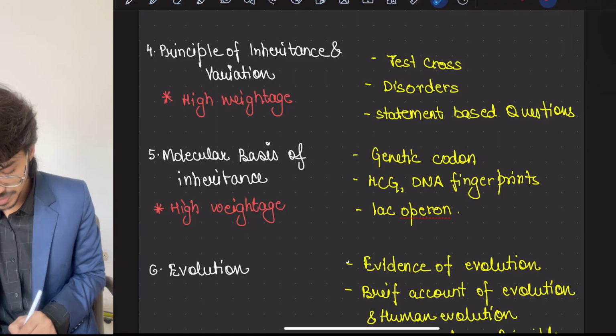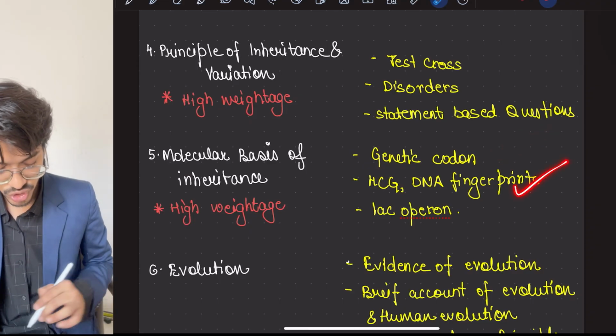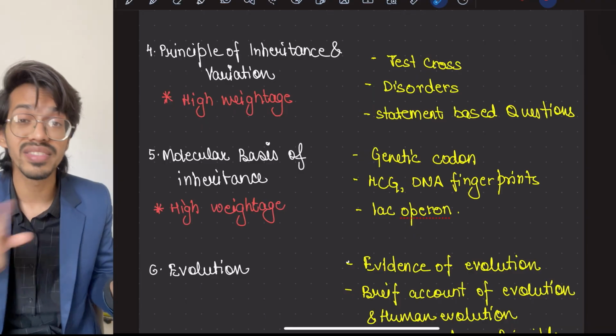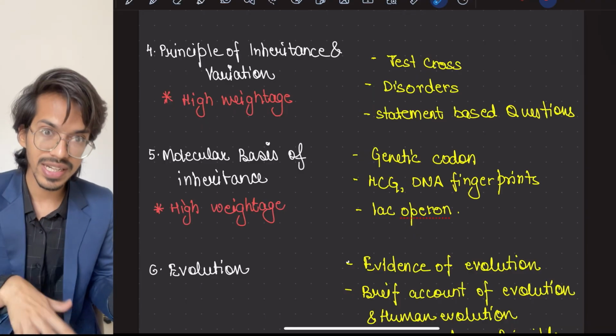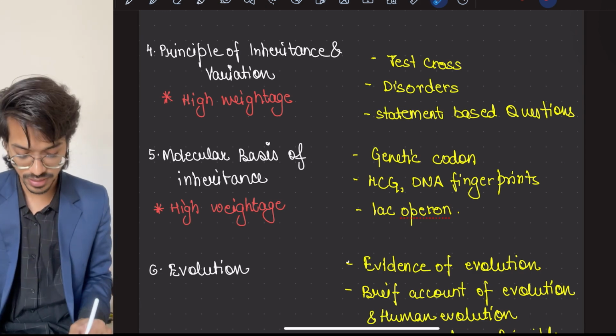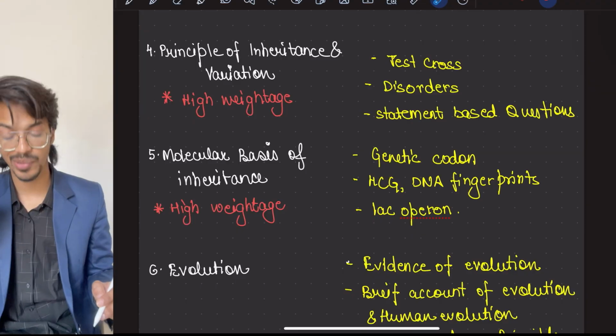Okay, then molecular basis of inheritance, the genetic code, which will be the most important topic. DNA fingerprinting and the lac operon are the most important. Of course, this chapter is very important. Other things, you can't leave. Scientist names are maximum in it, so you can't leave it at all. Scientist names can also come in this chapter. So this chapter and the last chapter, you have to do in great detail.